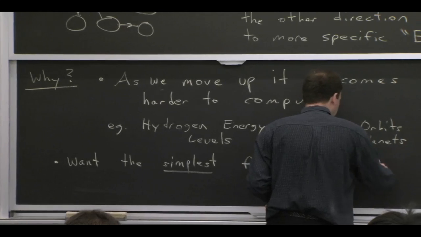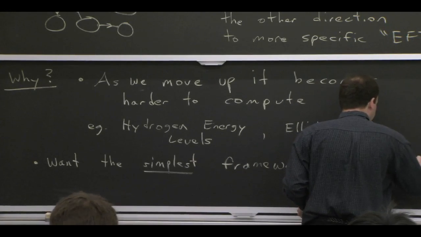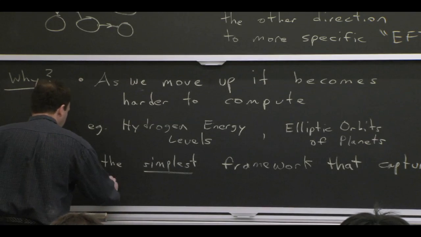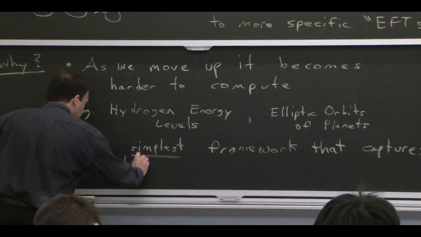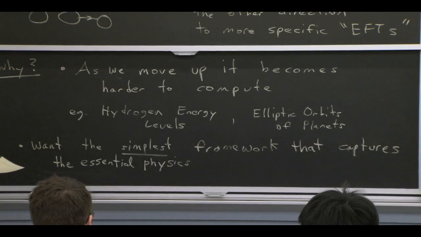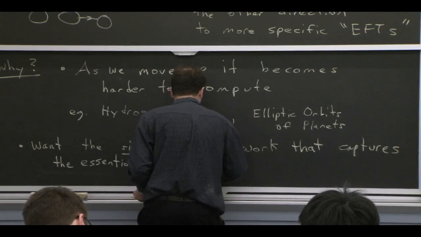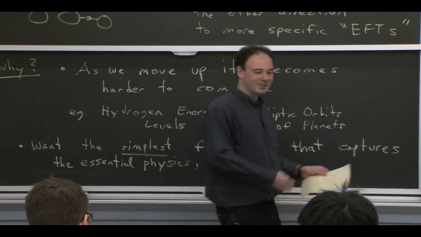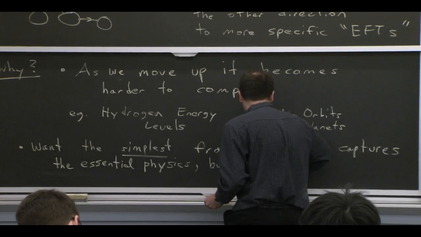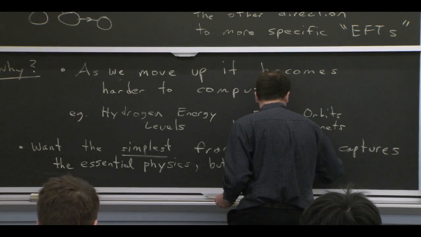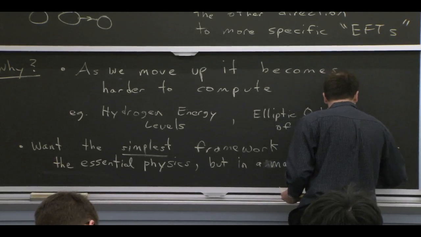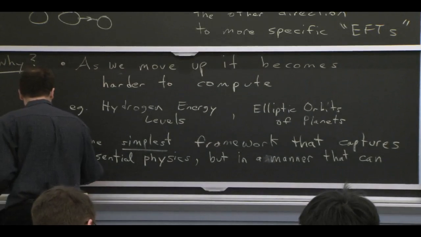So what we want when we think about effective field theory is the simplest framework that captures the essential physics. We don't want to carry along for the ride a whole bunch of superfluous things that are not important for the problem we're trying to deal with. But we also don't want to give up anything. So we're very demanding. Even if we're giving up something in our leading order description, we want to retain the ability to correct that leading order description order by order in some expansions so that we can make it as precise as we desire.